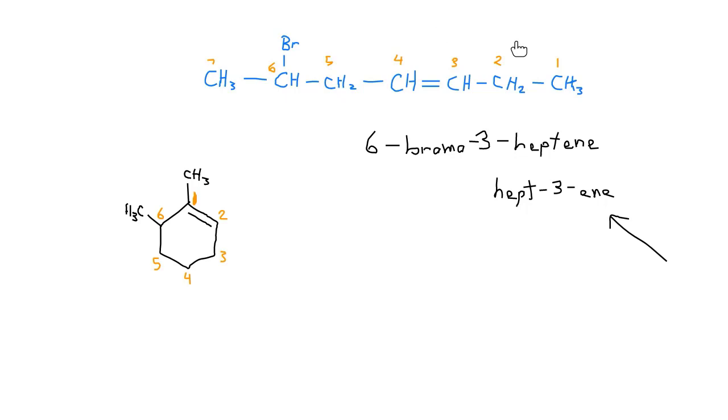So anytime you have a cyclic alkene, your numbers 1 and 2 have to be the alkene carbons. So this is going to be 1,6-dimethylcyclohexene. Pretty cool, huh? Indeed.